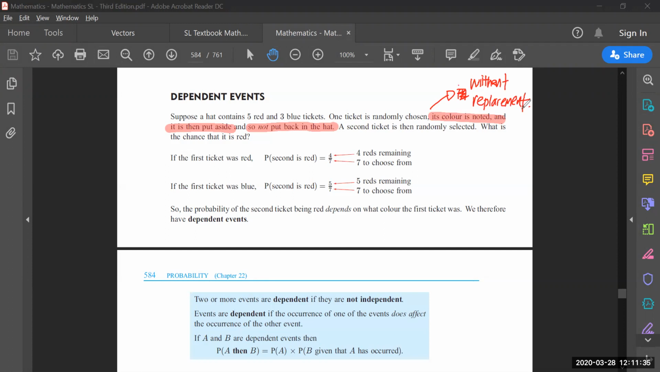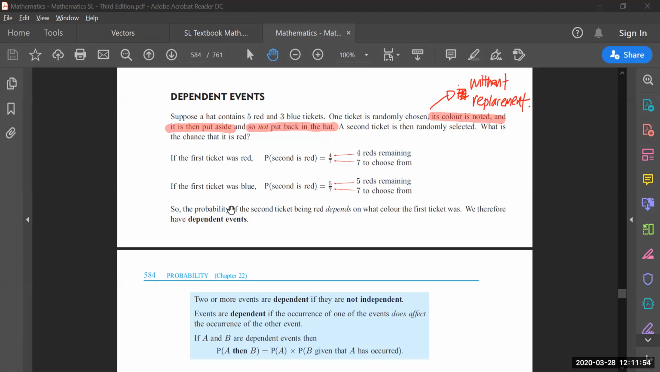So once you take out one blue or one red, the probability of getting a red and the probability of getting a blue will be different already. Okay, so let's proceed with understanding the question. A second ticket is then randomly selected. What's the chance that it is red?